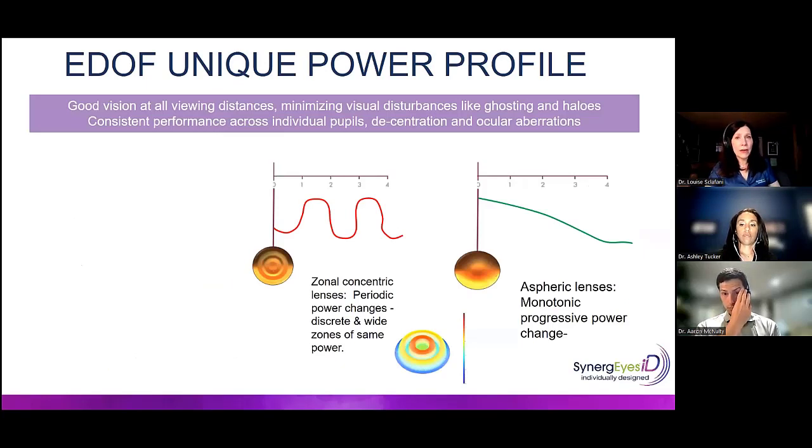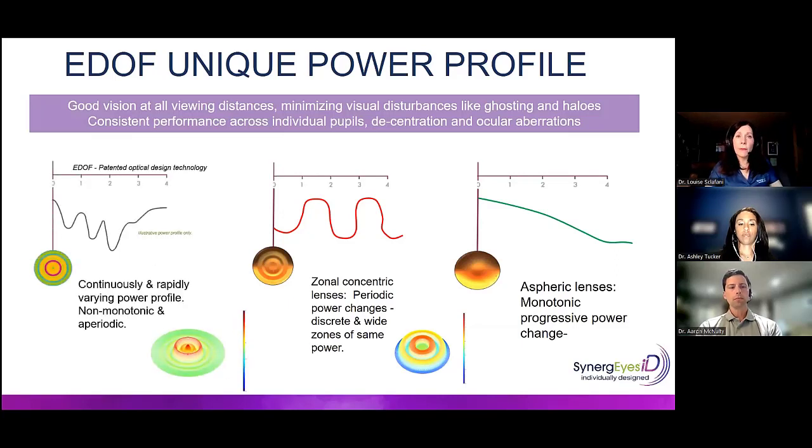And the most important feature is our extended depth of focus, which is the multifocal feature that we have. On the far right, we see an aspheric design, which is successful in many lens designs, but it does have a limitation as to how much add power we can get. And a lot of traditional zonal concentric lenses on the market sometimes have some issues with glare and halos, and centration is essential in those lenses because they have to center over the pupil.